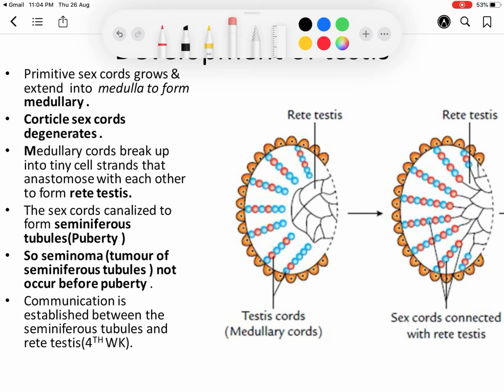Now what happens up to the age of puberty: these sex cord cells remain solid, and at the age of puberty these sex cord cells will be canalized and form the seminiferous tubules. So seminiferous tubules are formed at the age of puberty. So a tumor of the seminiferous tubule, that is the seminoma, doesn't occur before puberty.